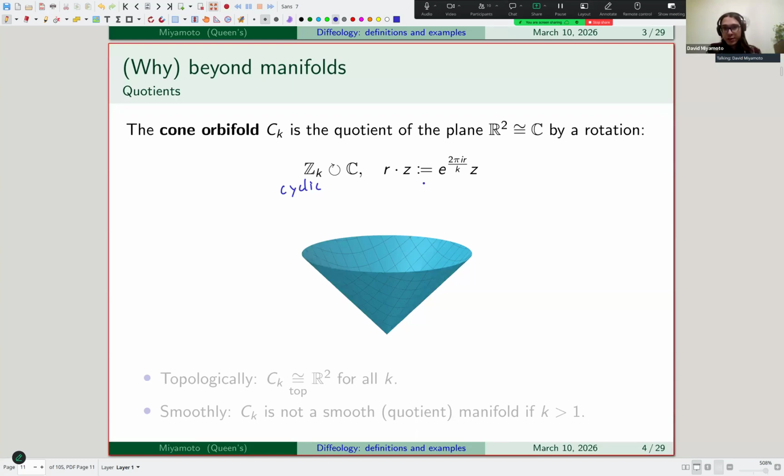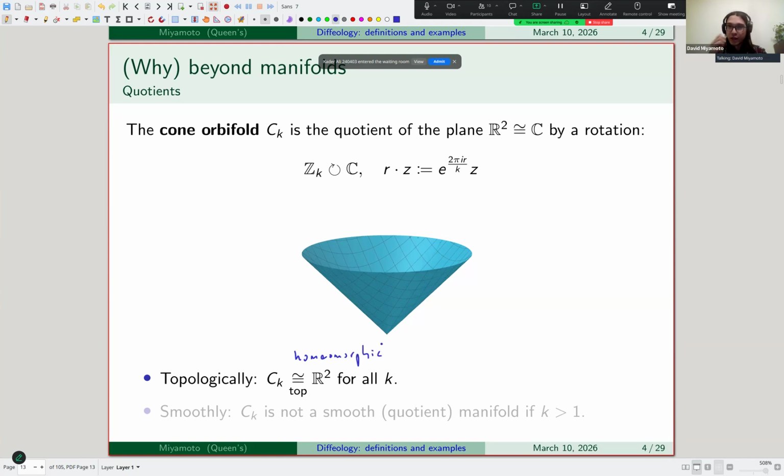The problem, of course, is that that's not actually what it looks like, in the sense that topologically, this is just R^2 again. So I can flatten this cone down, and the singularity that seems to be there will go away. And in fact, topologically, the singularity was never there in the first place. These are all homeomorphic to R^2. So that's what this top means. It means homeomorphic.